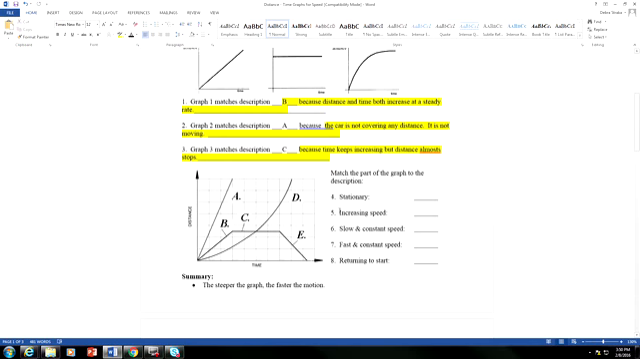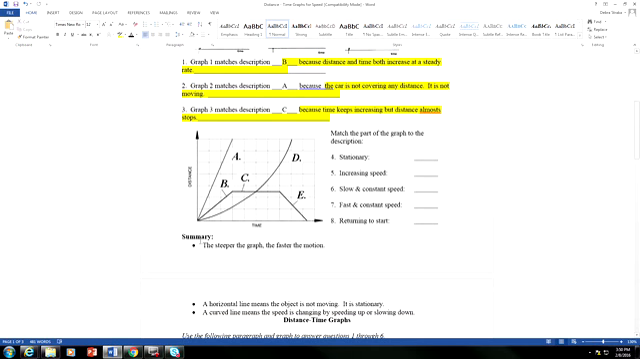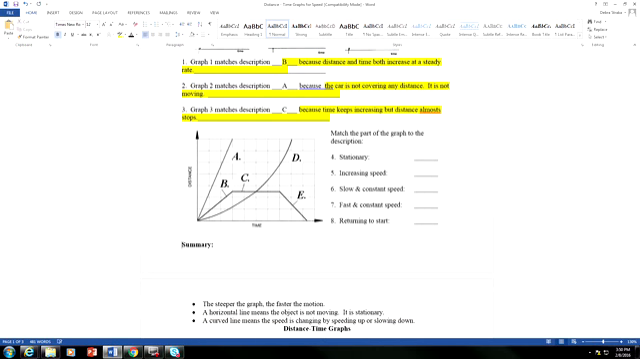Okay, so take a few minutes to look at this. Stationary, by the way, means not moving. So stationary means not moving. So you're going to find a place on here, a letter, that shows not moving. Find a place on here that shows increasing speed. Find a place on here that shows slow and constant speed. Find a place on here that shows fast and constant speed. And find a place on here that is showing returning to the start. Okay, go ahead and take a pause and fill that in.